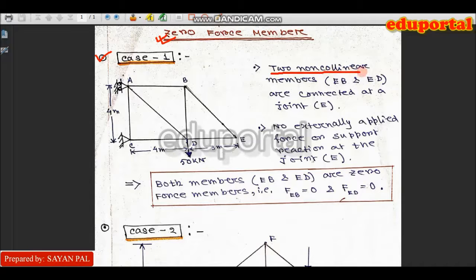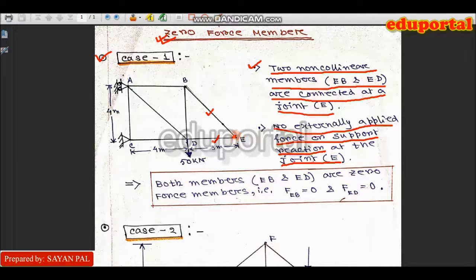Two non-collinear members are connected at a joint. Two non-collinear members here are EB and ED. They are connected at a joint. Which joint? Joint is E. This is the joint. This is the first condition, two non-collinear members. Second condition is no externally applied force or support reaction at joint E.